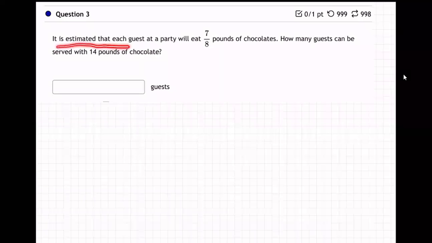It is estimated that each guest at a party will eat 7/8 pounds of chocolates, almost a pound of chocolate. That's a lot of chocolate. How many guests can be served with 14 pounds of chocolate? Each guest is going to eat 7/8 pounds, like almost a whole pound. And so if you have 14 pounds of chocolate, how many guests will that take care of?